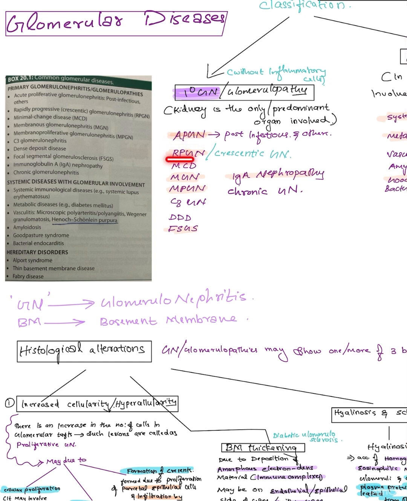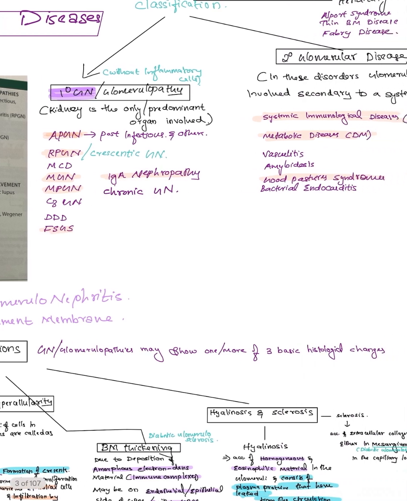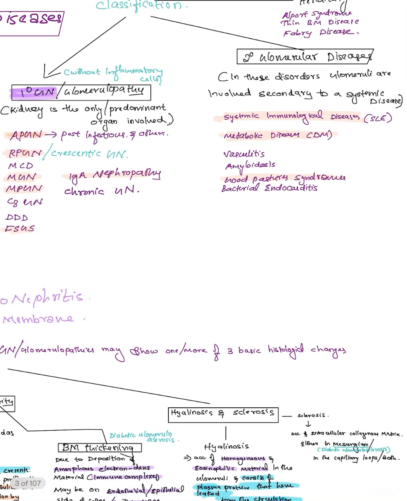Then we have rapidly progressive glomerulonephritis. It is also called crescentic glomerulonephritis. And then we have minimal change disease. And next one is proliferative glomerulonephritis, and we have membranous glomerulonephritis, C3 glomerulonephritis, dense deposit disease, focal segmental glomerulosclerosis, IgA nephropathy, and chronic glomerulonephritis. In secondary glomerular diseases, the glomeruli are involved secondary to a systemic disease.